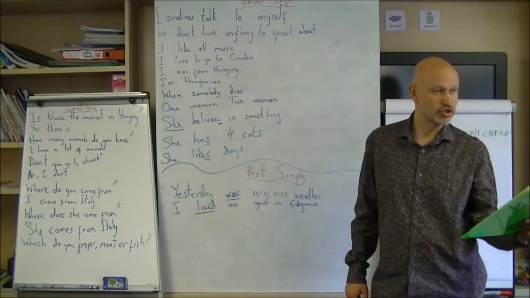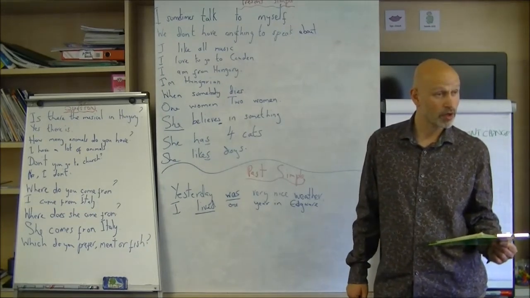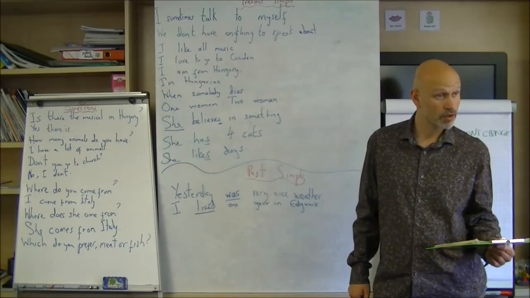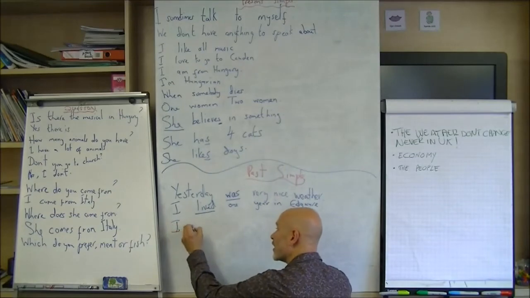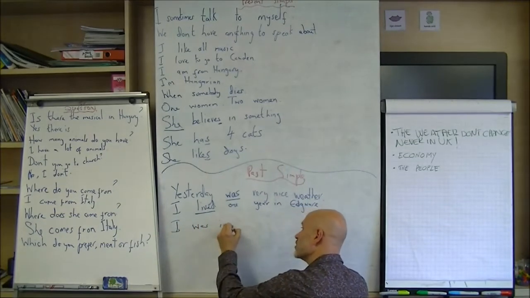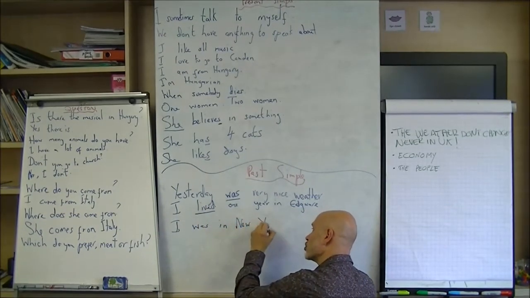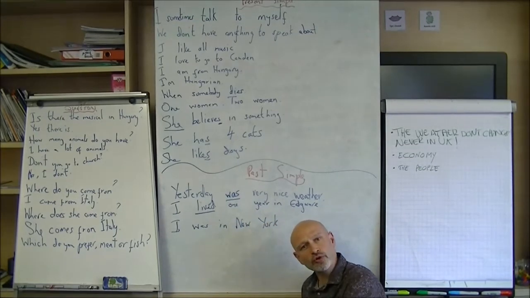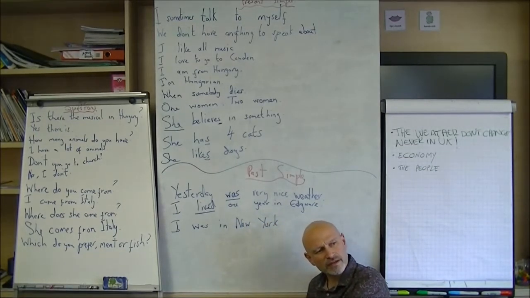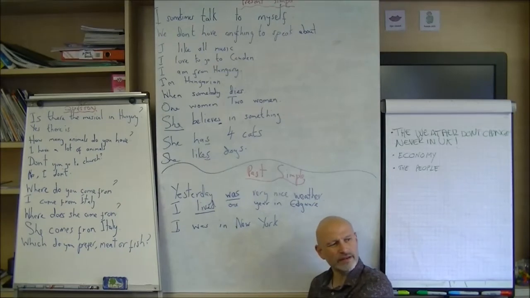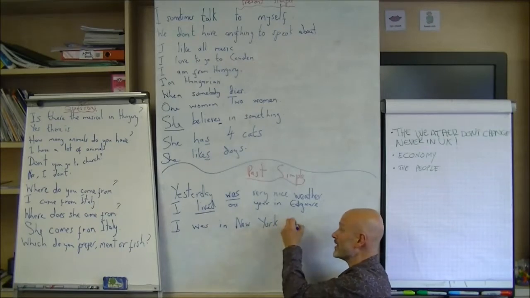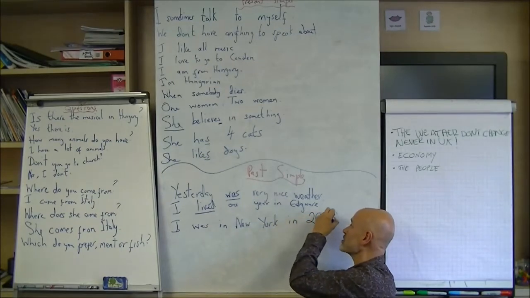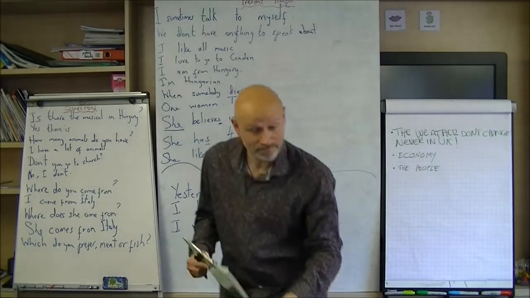Istvan, I was New York. In New York, very good. I was in New York. When were you in New York, Istvan? When? 2009. Yeah, so we could write, I was in New York in 2009. Okay? Right.